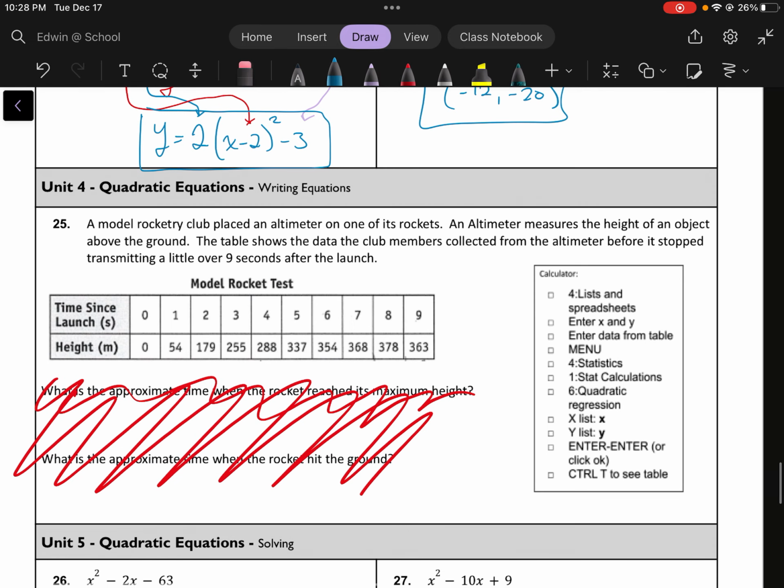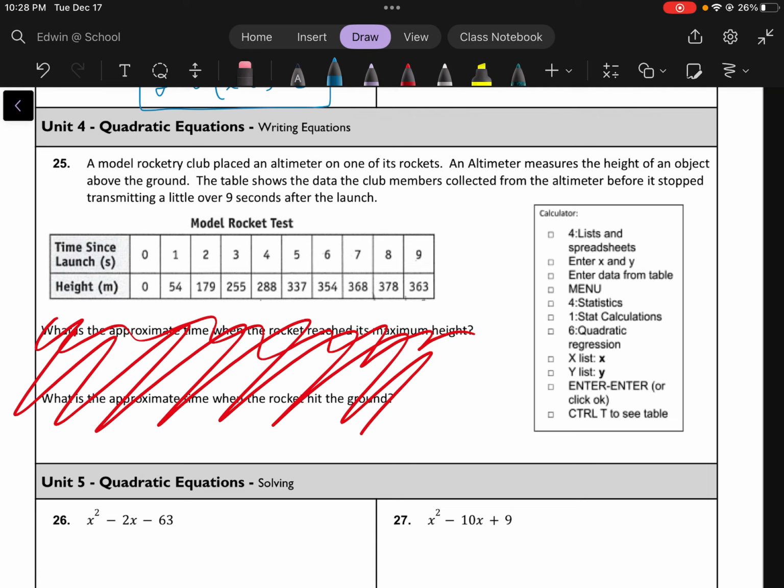Next thing, we have these regression type questions where we're given some data. So a model rocketry club placed an altimeter on one of its rockets. Basically, it measures the heights after every certain amount of seconds. In this case, it looks like every second it measures the height. So an altimeter measures the height of an object above the ground. The table shows the data that the club members collected before it stopped transmitting a little over 9 seconds after the launch.